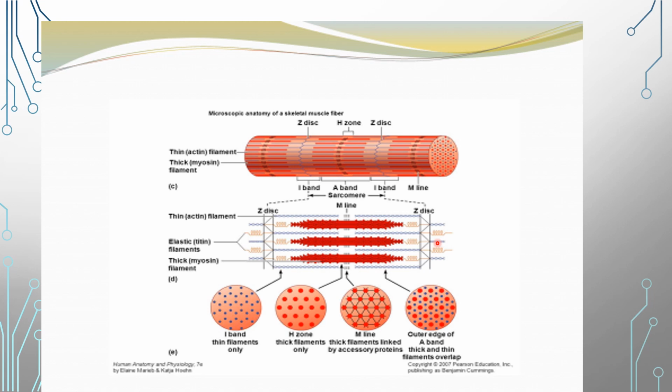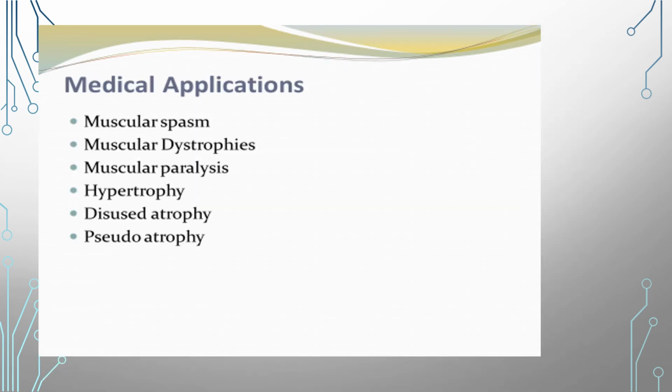So this is all of the organization of the myofibril into the different bands and the different proteins which are present in this structural and functional unit. So there are a few medical applications like the muscular spasm, the muscular dystrophies, the muscular paralysis, hypertrophy, the disuse atrophy, and the pseudoatrophy.